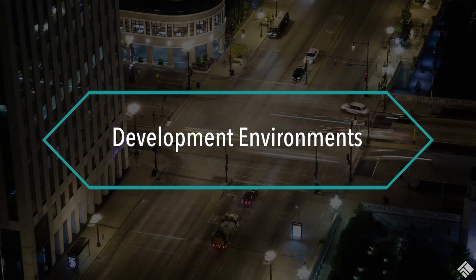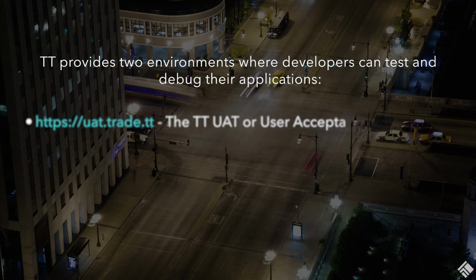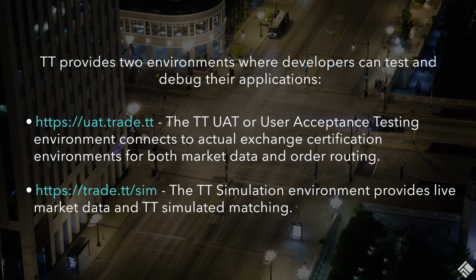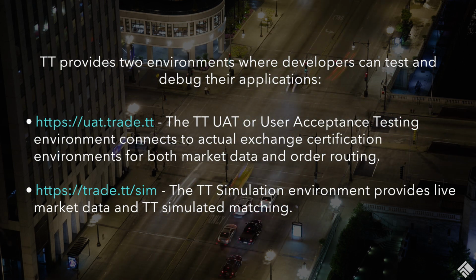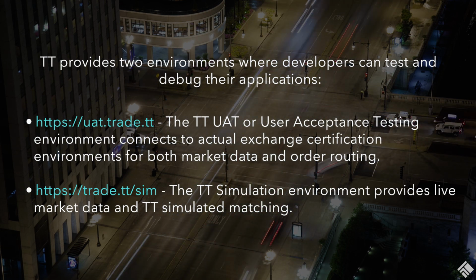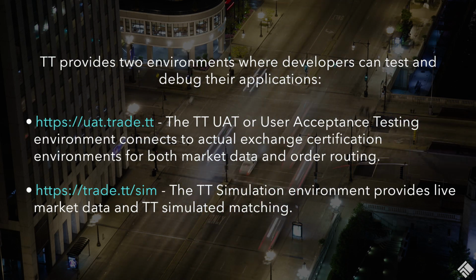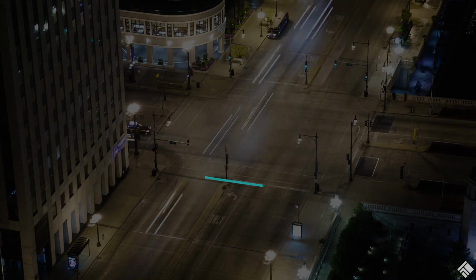Development environments. TT provides two environments where developers can test and debug their applications. The TT-UAT, or User Acceptance Testing environment, connects to actual Exchange certification environments for both market data and order routing. The TT Simulation environment provides live market data and TT simulated matching. Accounts in UAT are available at no cost and can be obtained by contacting your TT representative.